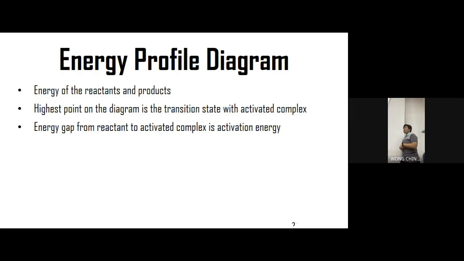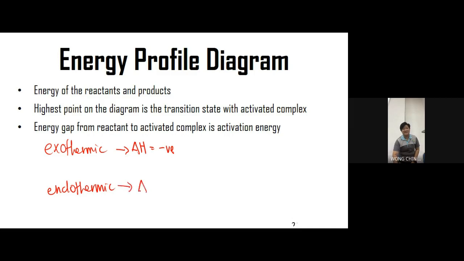So kita akan guna energy profile diagram. Before energy profile diagram, satu je. How many type energy profile diagram we have? Which are? Exothermic and endothermic. Semua orang tahu exo, delta H equals to negative. Delta H adalah negative. Sorry for my bad writing. I tried, but it's still bad. Okay, but it's readable, I guess.